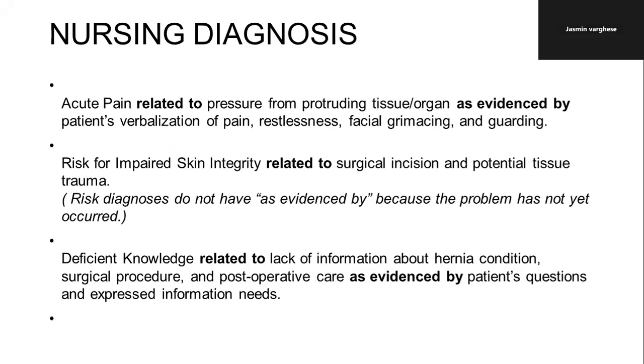Now we will see the nursing diagnosis and care plan. The nursing diagnoses are: acute pain related to pressure from protruding tissue or organ as evidenced by patient's verbalization of pain, restlessness, facial grimacing and guarding. Second, risk for impaired skin integrity related to surgical incision and potential tissue trauma. Third, knowledge deficit related to lack of information about hernia condition, surgical procedure, and post-operative care as evidenced by patient's questions and expressed information needs.